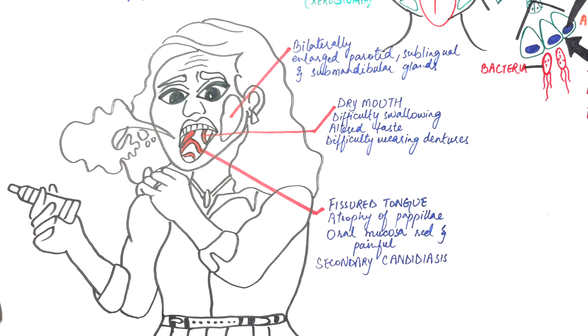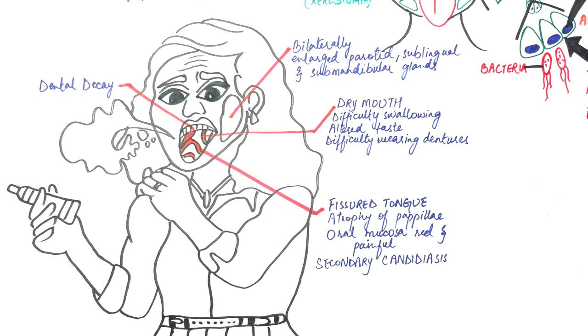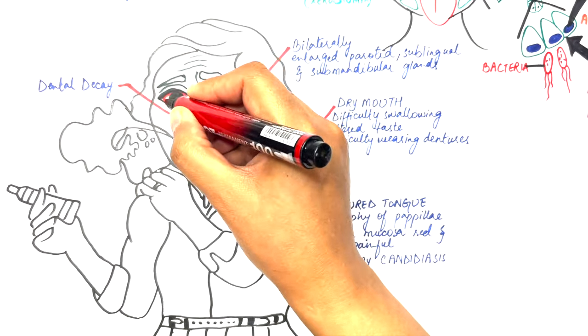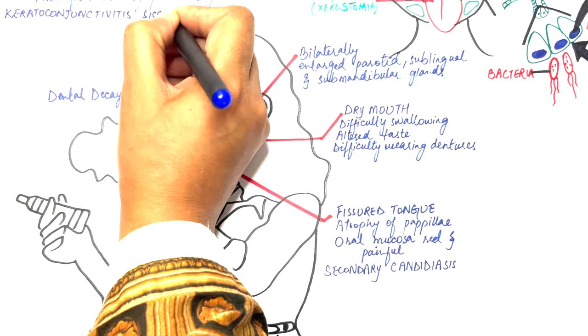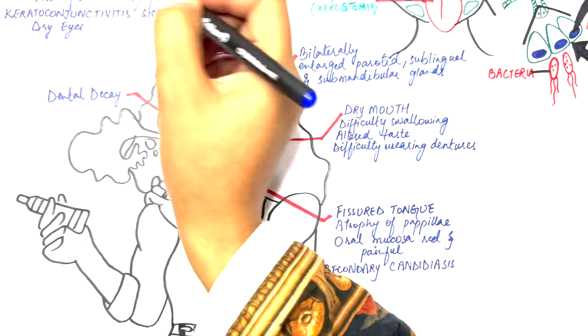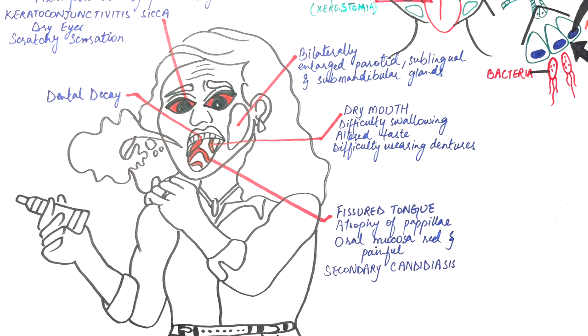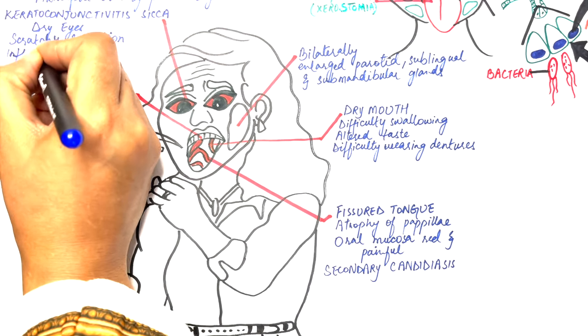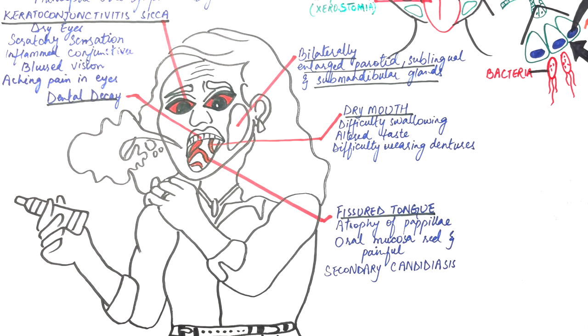Furthermore, the reduced amount of saliva production causes a lack of salivary cleansing action, which predisposes the patient to dental decay. The ocular symptoms can be presented by the term keratoconjunctivitis Sicca. In keratoconjunctivitis Sicca, the eyes become dry, which causes patients to complain of a scratchy sensation or the feeling of presence of a foreign body in the eye. The conjunctival epithelium becomes inflamed, resulting in blurred vision and sometimes an itching pain in the eyes.